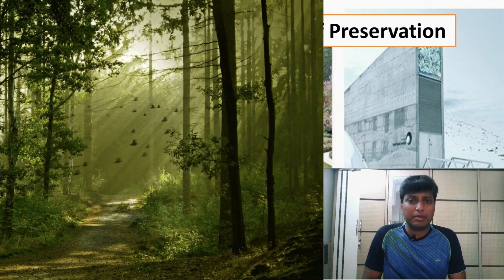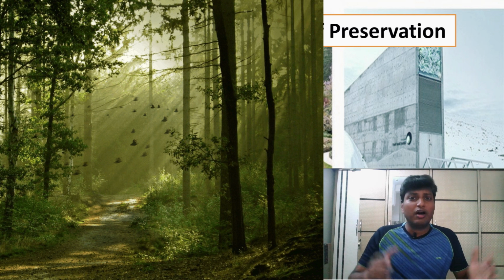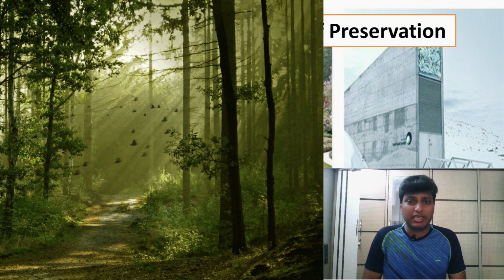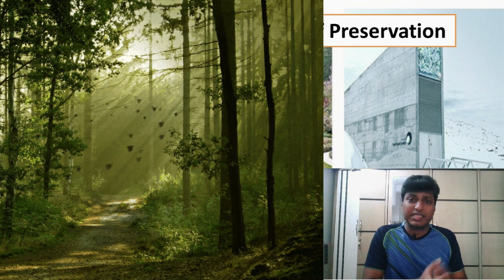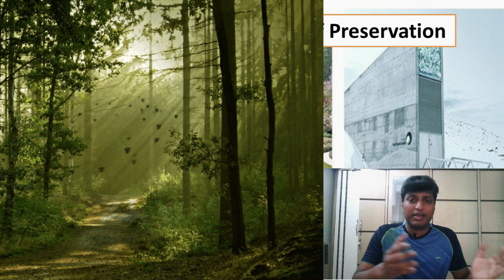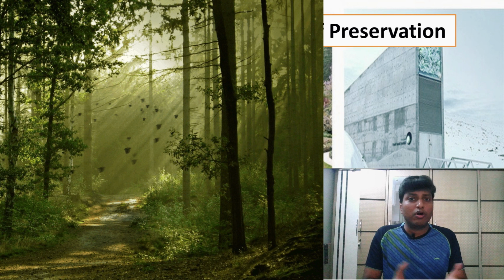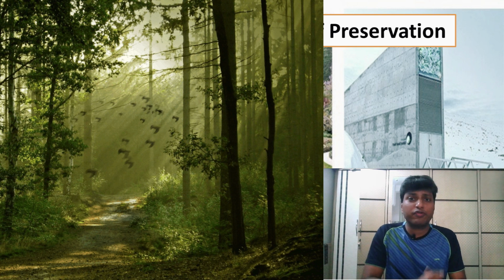Let me give you an example. For example, a forest. What is a forest basically? A forest is a place where so many plants and so many wild animals are present and they are getting preserved over there. So whether it is forest or national parks or zoos, they're all places where plants or animals are being preserved. So this will be part of the in-situ method of preservation.